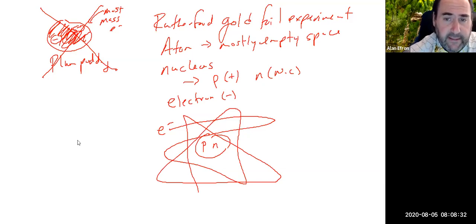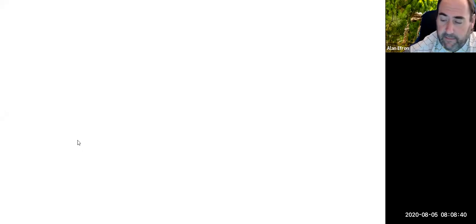Now, we also then talked about some important properties of atoms as well, and a couple of important things that we talked about, which was the atomic number.